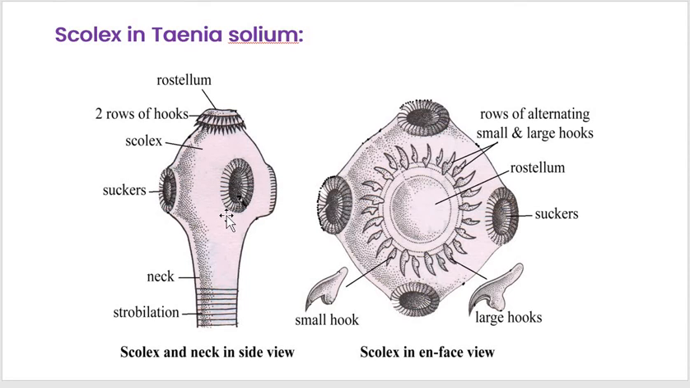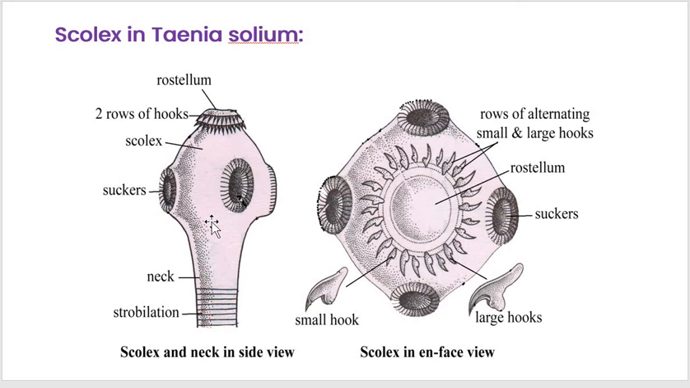Whereas the suckers, or acetabulum, or what we say is the mouth, are useful for sucking the nutriment, the digested food material which is already present in the intestine, on which Taenia solium survives. By means of suckers, it gets food material for its development, reproduction and survival.